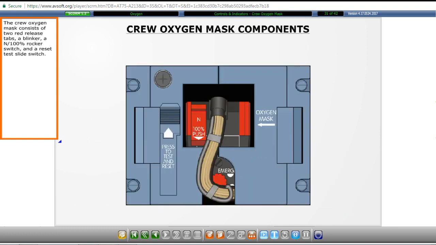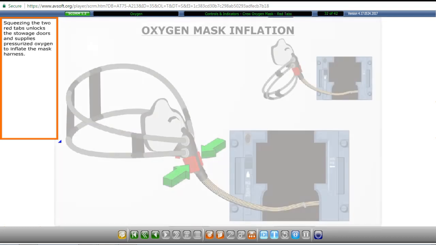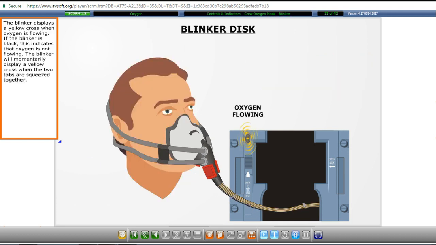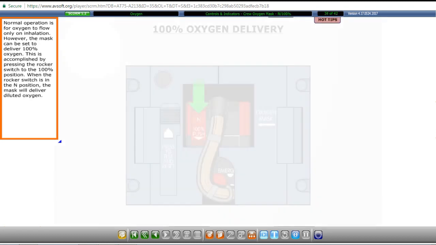The crew oxygen mask consists of two red release tabs, a blinker, a N100% rocker switch, and a reset test slide switch. Squeezing the two red tabs unlocks the stowage doors and supplies pressurized oxygen to inflate the mask harness. The blinker displays a yellow cross when oxygen is flowing. If the blinker is black, this indicates that oxygen is not flowing. The blinker will momentarily display a yellow cross when the two tabs are squeezed together.